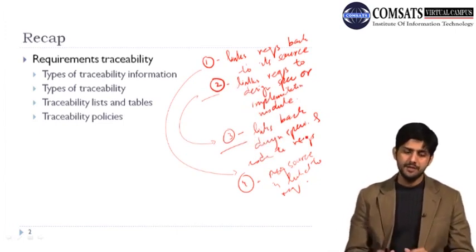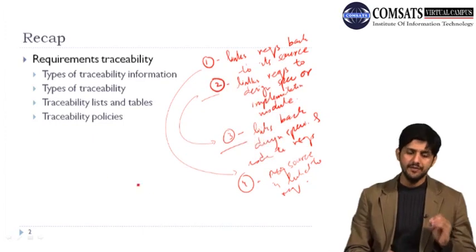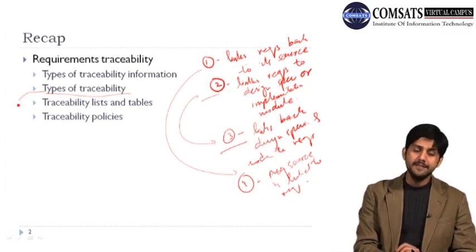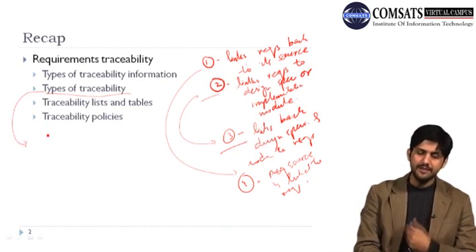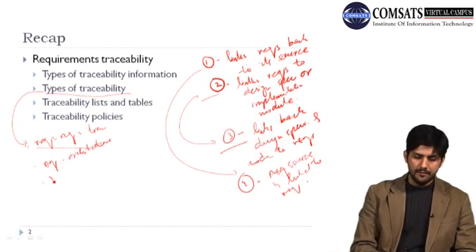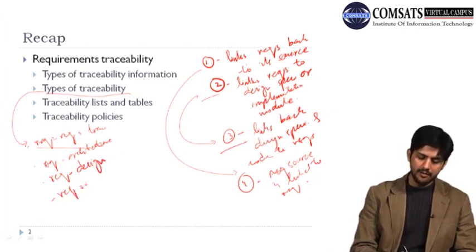And using this information, we make different types of traceability matrices. When we discussed types of traceability, we discussed that there are multiple types, and some of the examples include requirement traceability. Then we had requirement architecture traceability. Then we had requirement design traceability, and then we had requirement code traceability.